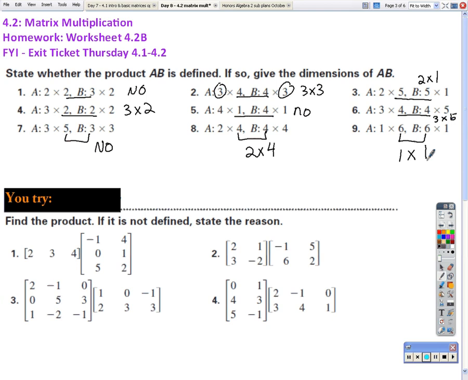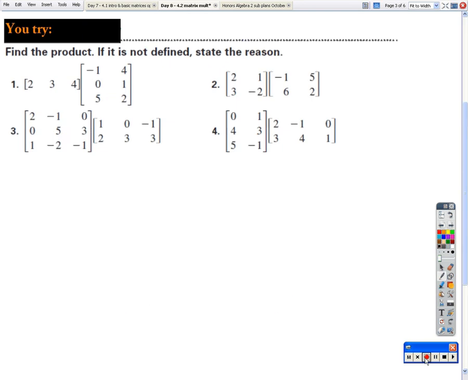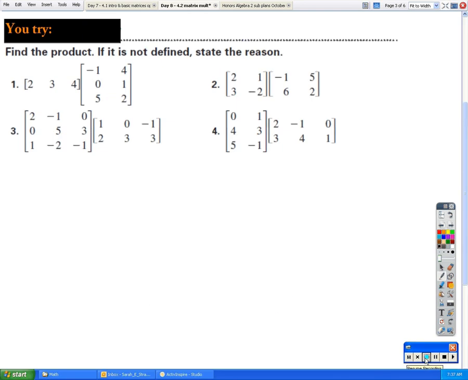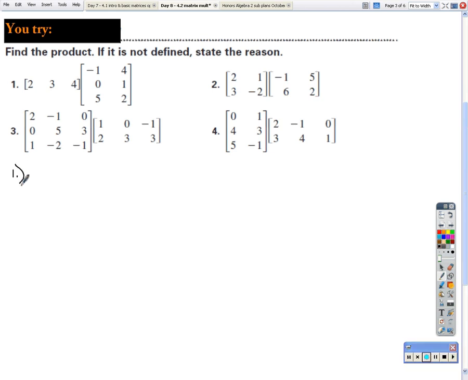So the first thing we're going to do for number 1 is check the dimensions. Number 1 is 1 row and 3 columns, and then we have 3 rows and 2 columns. So here they match. And we know our answer will be 1 by 2. So we'll do this one together.